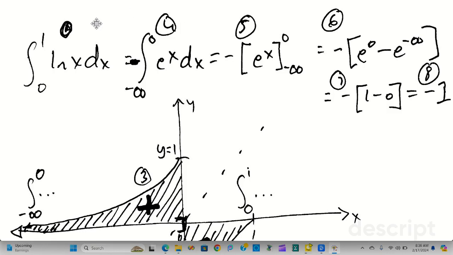Let me show you how to do this integral from 0 to 1 of ln of x dx. Now you can do this by parts, but there's a trick you can apply. Imagine that you don't know parts. Parts is hard to remember, okay?